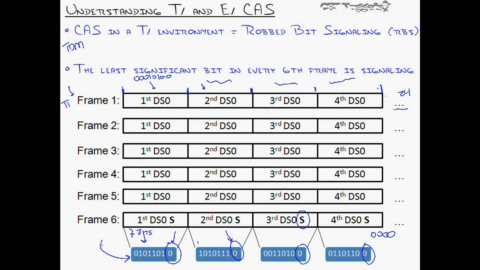For voice, it's not that bad. Taking a bit out of every 6th frame does not, and I'll say it as the textbooks would, significantly impact voice in a noticeable way. You got that? So stealing 1 bit out of every 6th frame, yes, it takes the quality of your voice down. But it's not down so much that somebody on the phone, like you or I listening to a phone conversation, would be able to go, whoa, this is definitely a CAS or robbed bit signaling connection, because I can tell your voice is just kind of garbly. And no, it's nothing like that.